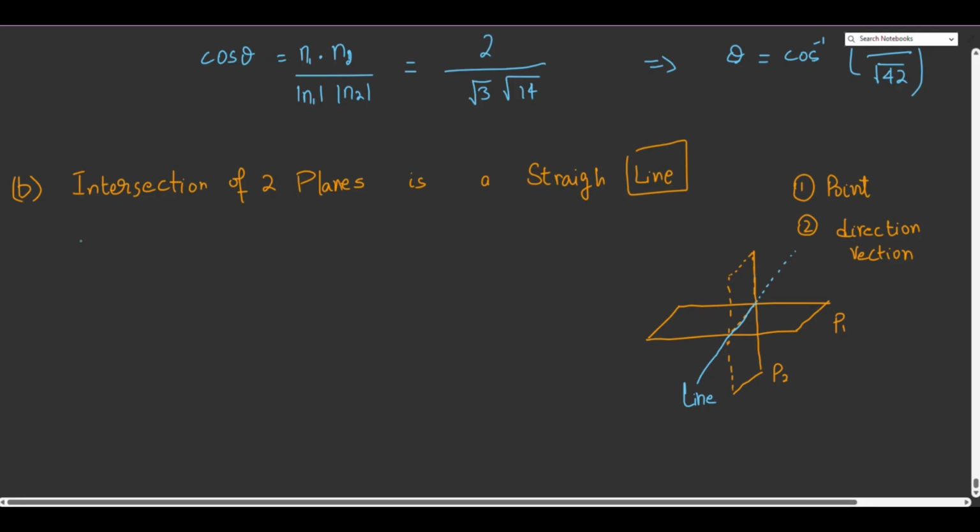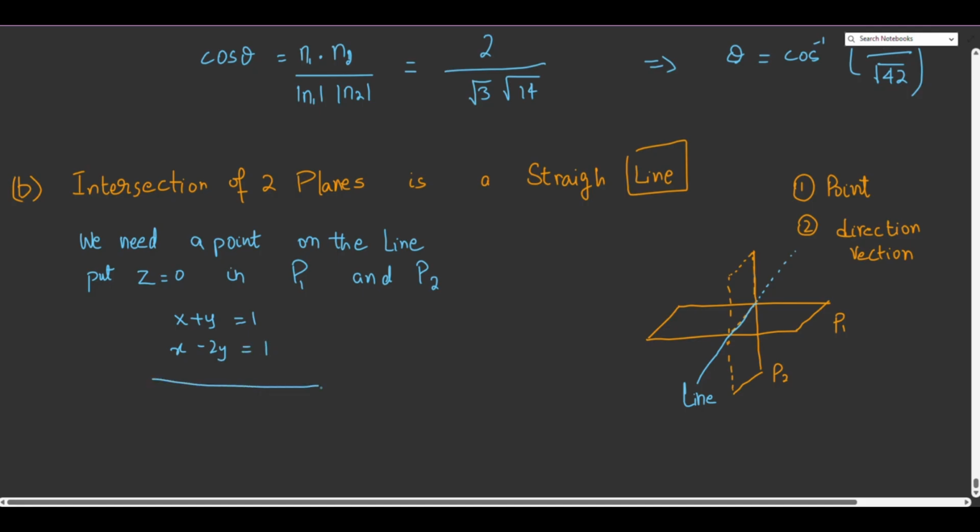So the first thing we have to do is find a point on this line. How can we do this? This is a simple procedure. Put z equals 0 in P1 and P2, that is, plane 1 and plane 2. Plane P1 gives you x plus y equals 1, and the second plane gives you x minus 2y equals 1.